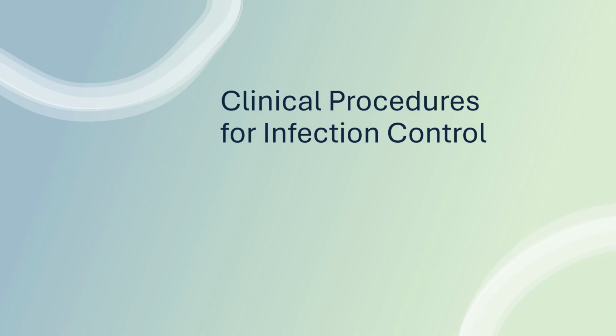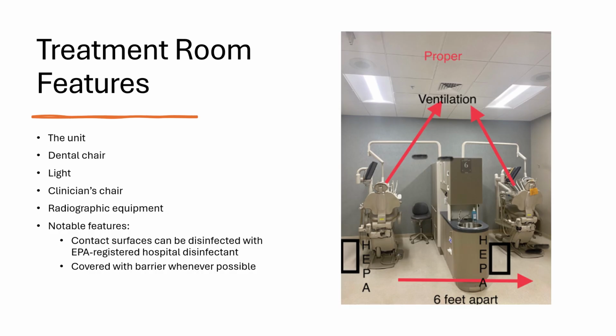Now that we have understood how to protect the clinician, now we have to talk about how we are going to protect us and the patient in the clinical environment. So let's talk about the treatment room. The treatment room is going to have a patient chair. It's going to have a clinician chair. It's probably going to have an assisting chair. It's going to have a dental light, maybe radiographic equipment.